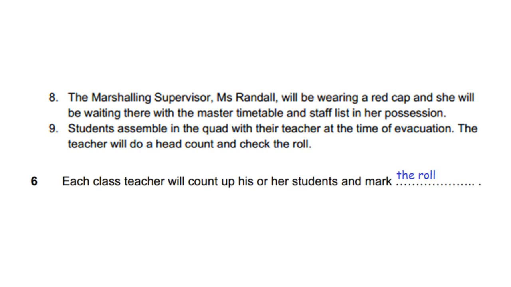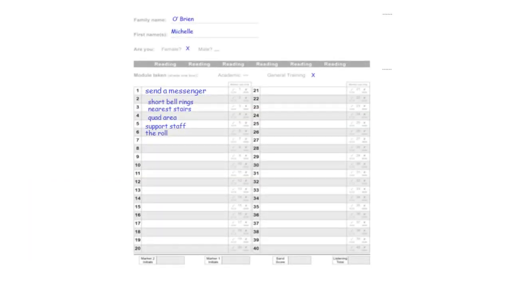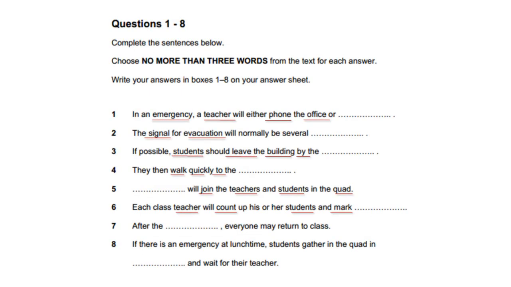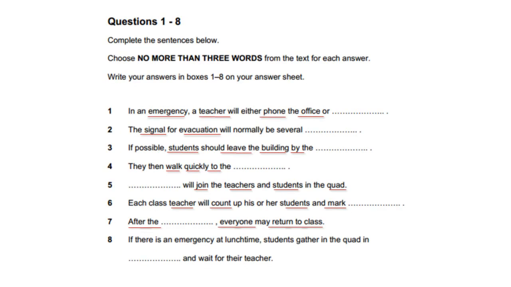So we can now see that the missing words are the roll. So on your answer sheet, write the roll under the 6th answer. Then return to the question paper and look at question 7. For question 7, you need to complete the following sentence. After the something, everyone may return to class. First, underline any keywords. I would underline after the everyone return to class.